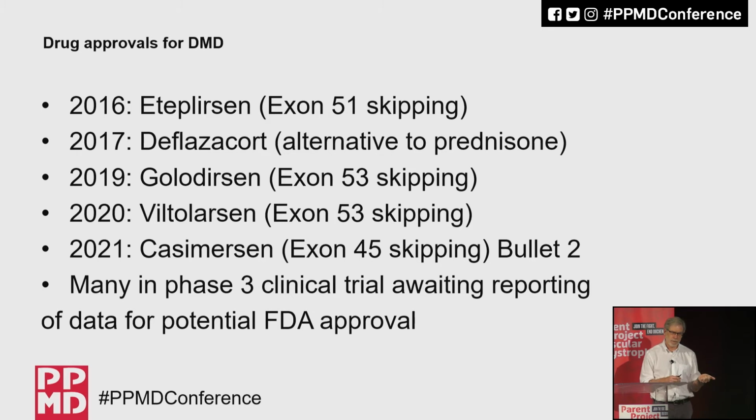So 2016, an exon 51 skipping drug got approved. 2017, a deflazacort that appears to be a decent alternative to prednisone was specifically approved for Duchenne muscular dystrophy. 2019, a second exon skipping drug. 2020, a third exon skipping drug. 2021, a fourth exon skipping drug. And these look like this because each time we get a drug approved, we create a little bit of a runway. So the runway for how to get an exon skipping drug approved is established.